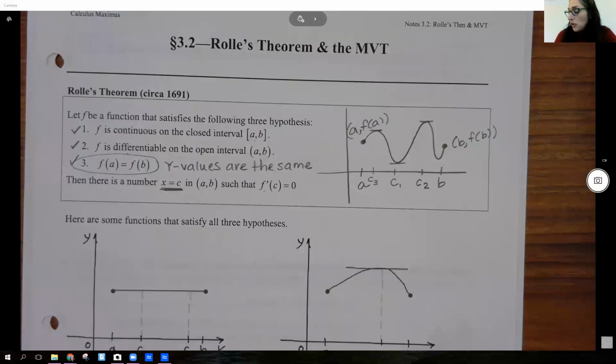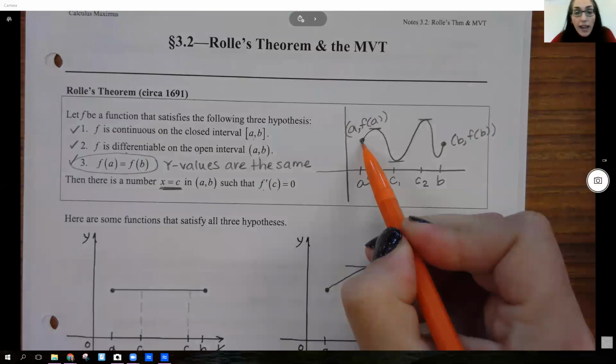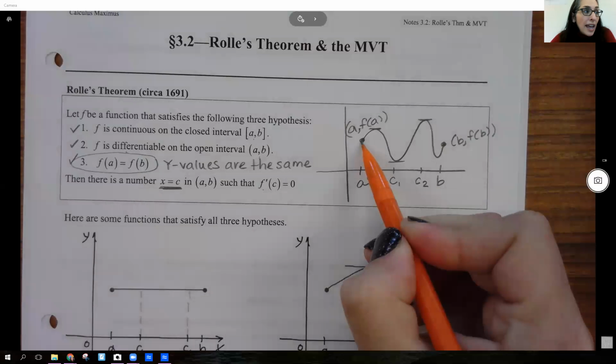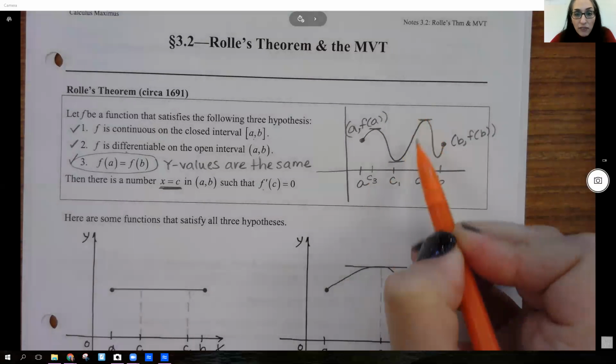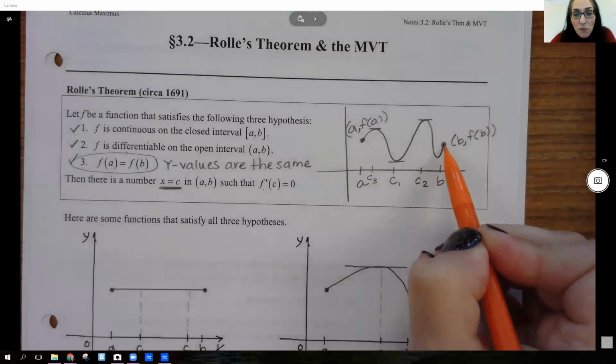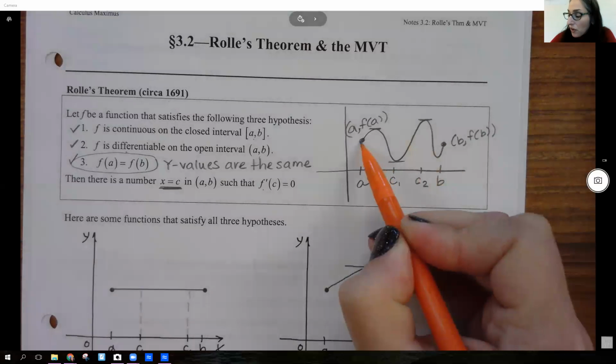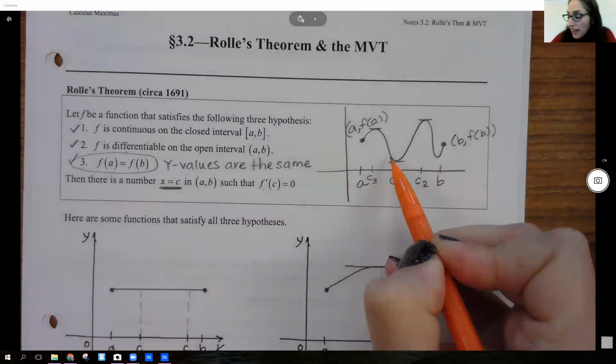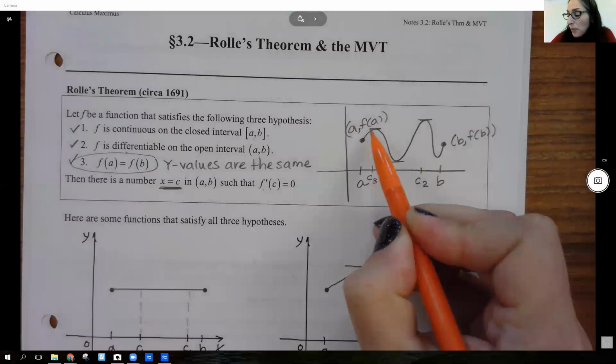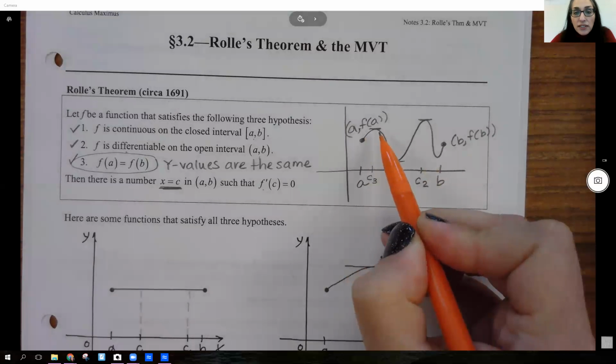Okay? So basically, Rolle's theorem says if you start at a certain y value, and then you loop up and down or whatever in between, and you end at that same y value, well, whatever goes up must come back down, right? So therefore, there's going to be a spot where the derivative is exactly 0, okay?